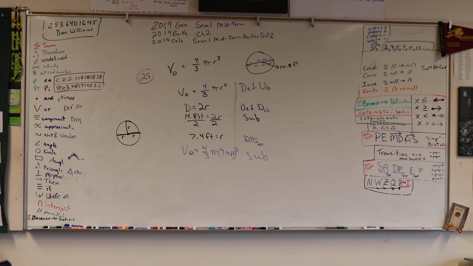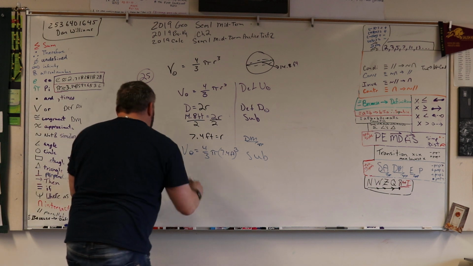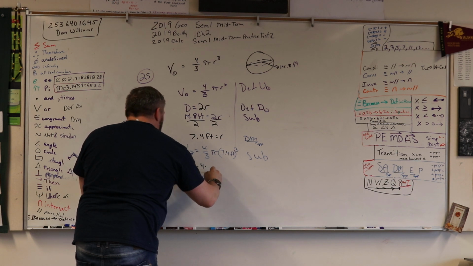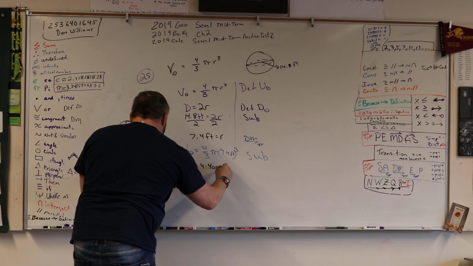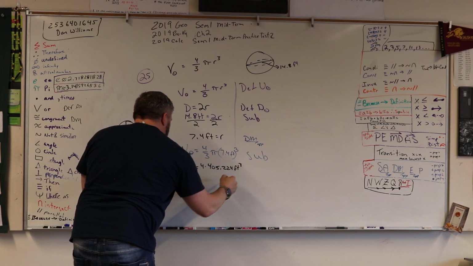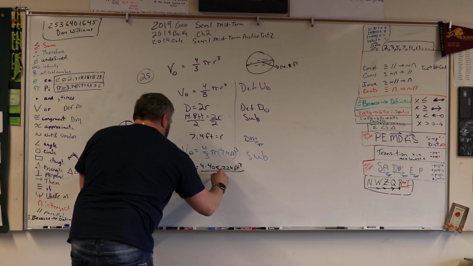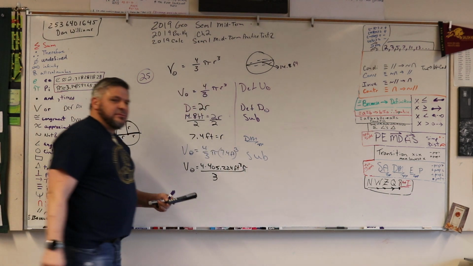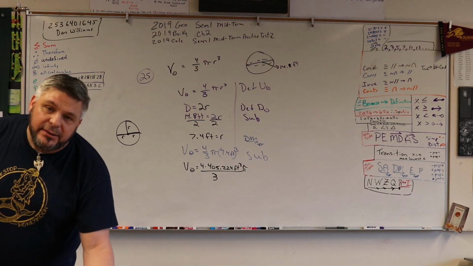Oh, I'm on the ground. Okay? Does that sound halfway correct? Okay, so the volume of a sphere is equal to 4 times 405.224 feet cubed, all divided by 3, times pi. It's a lot of work, right?